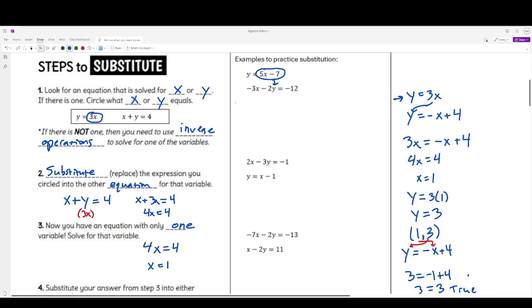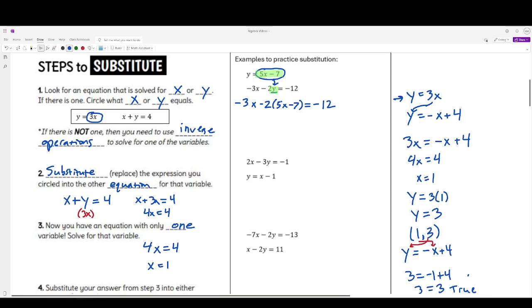So let's rewrite this second equation, negative 3x. That part doesn't change. Minus 2, that part doesn't change. But now we come to y. Y is going to become, we put in parentheses, 5x minus 7, and then the rest equals negative 12 doesn't change. So the only part that changed, maybe we can highlight here, is we had y here, and this took its place. Otherwise, everything stayed just like it was.